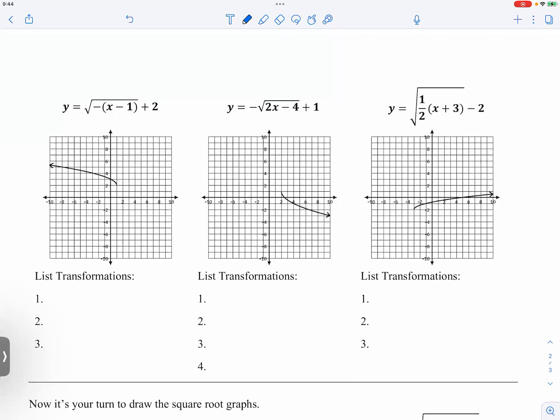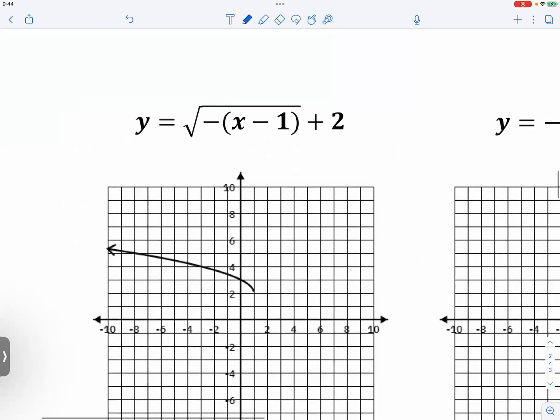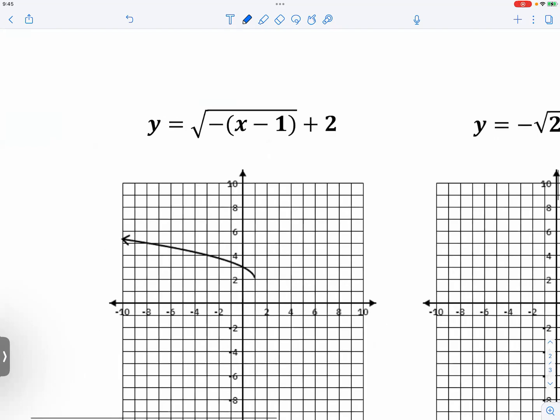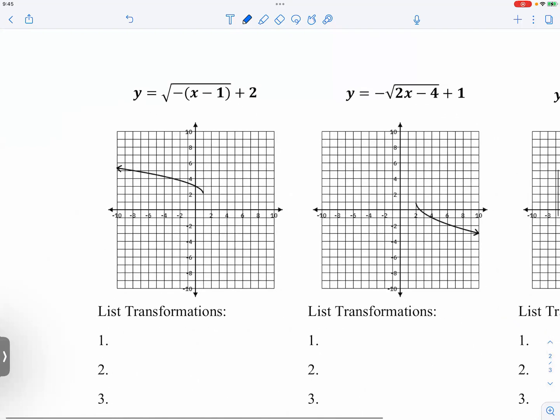Okay, so this graph right here, square root of negative parentheses x minus 1, and then plus 2. So we can tell a few things that are very obvious, such as that we know it's going to be shifting up 2 units. Okay. We know it's going to be shifting to the right 1 unit.